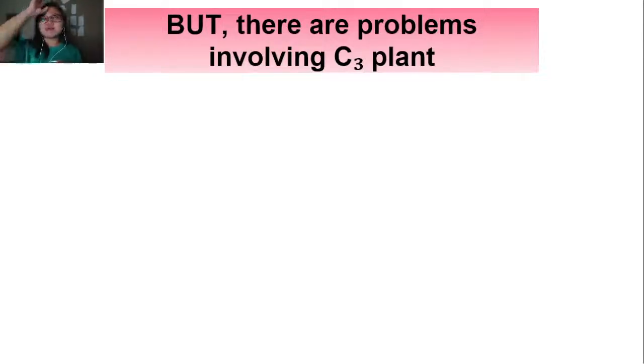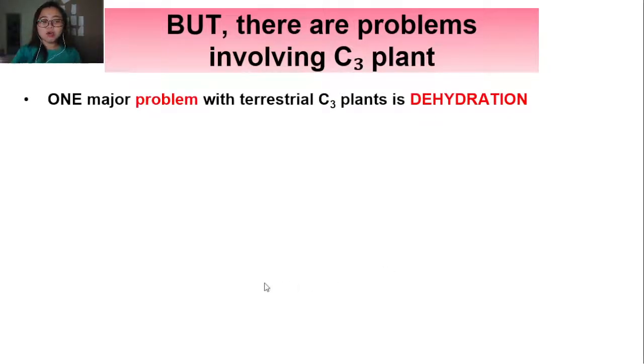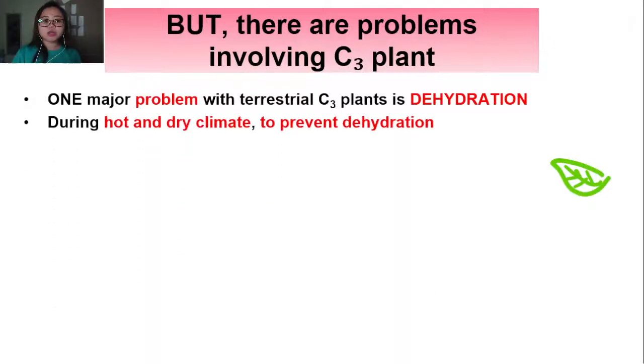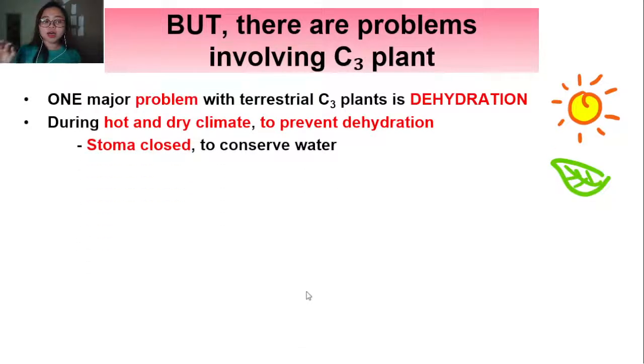So when it comes to photosynthesis, light-dependent reaction and light-independent reaction is great. We can take the ATP and put it into our sugar molecules, but there are some problems when using the C3 pathway, and there are problems involving C3 plants. One major problem with terrestrial C3 plants is dehydration. So during hot and dry climates, to prevent dehydration, C3 plants will close their stoma. They'll close the stoma to conserve water.